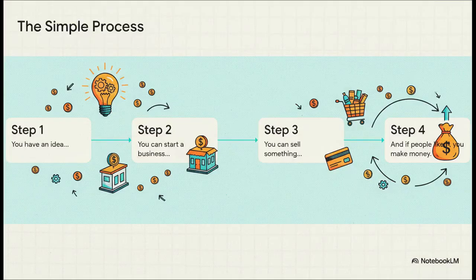And the whole process is actually pretty straightforward when you think about it. It goes something like this. You get an idea, a great one. You're totally free to start a business based on that idea. Then, you sell your product or your service to people who want it, and if you've made something people actually value, you make a profit. That's it. That's the basic loop that makes the whole system go round.